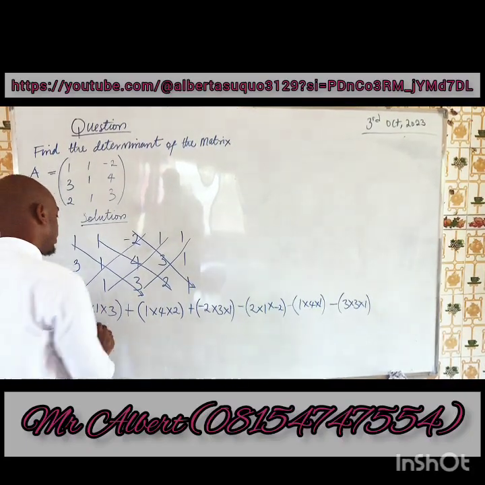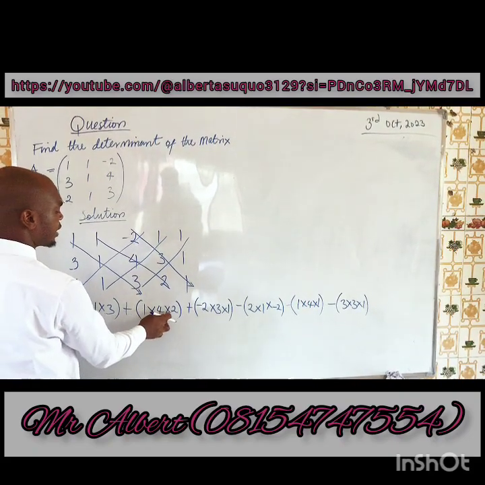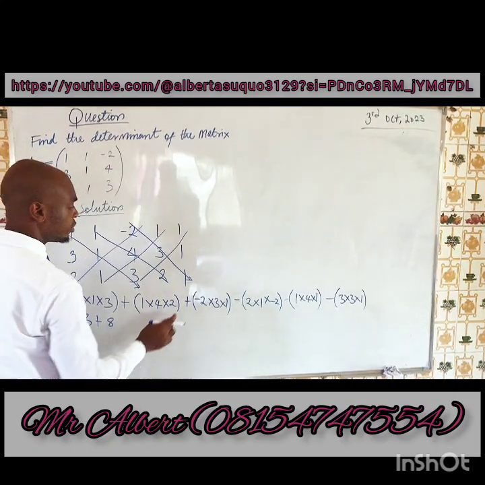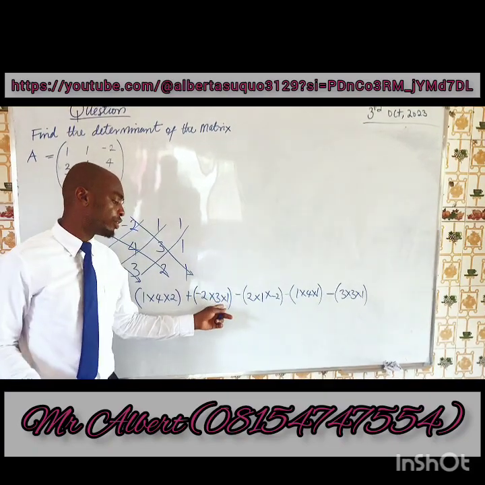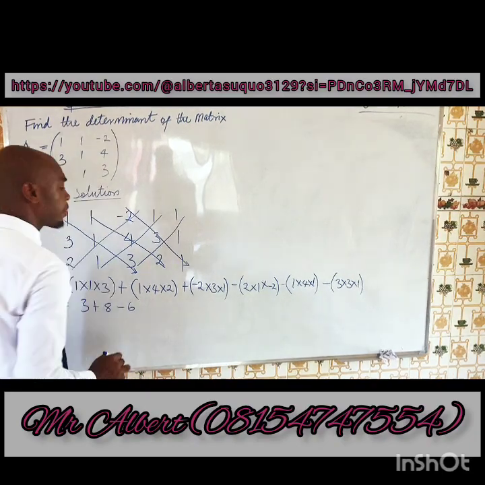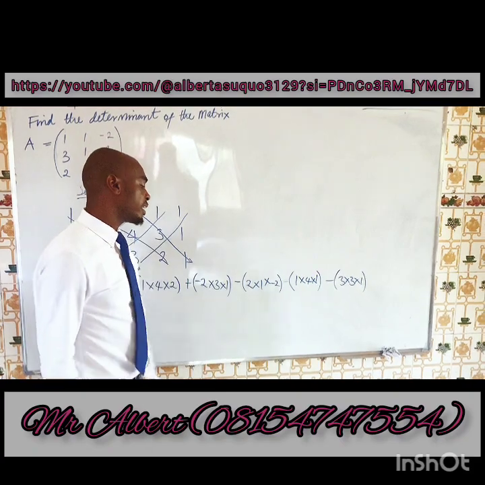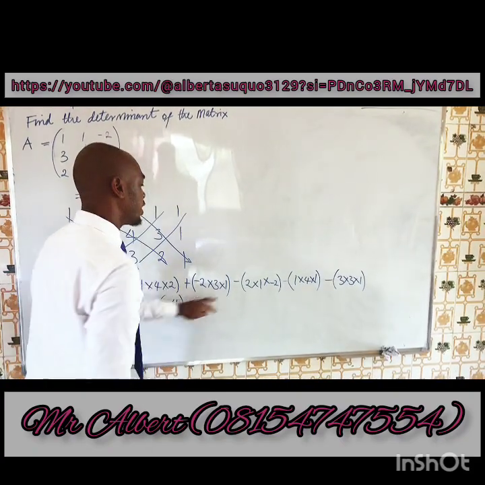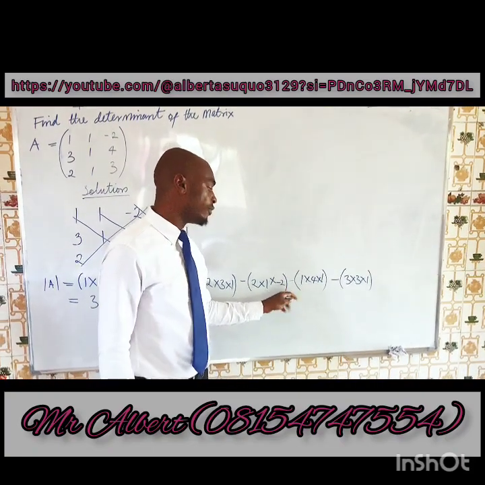1 times 1 times 3 gives us 3. 1 times 4 times 2 gives us 8. Negative 2 times 3 times 1 gives us negative 6. Now we go to this other side. 2 times 1 times negative 2 gives us negative 4. Please take note the negative is here, and this negative is as a result of what? The negative of the product.